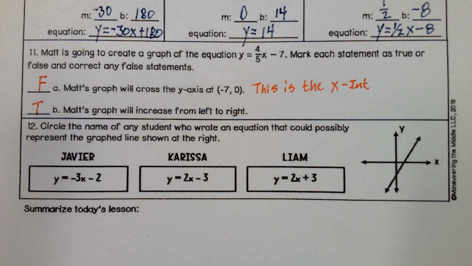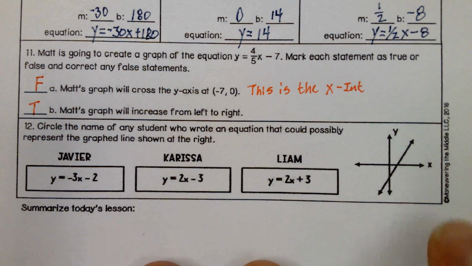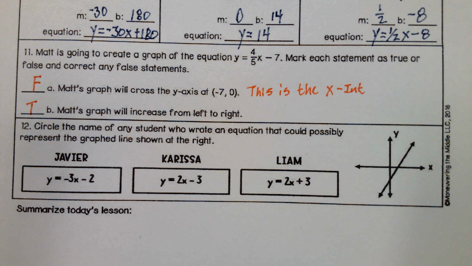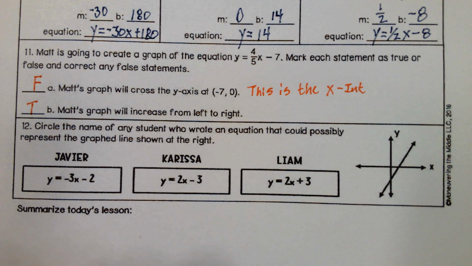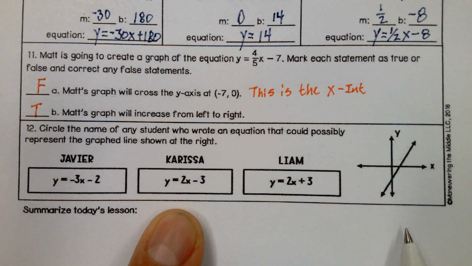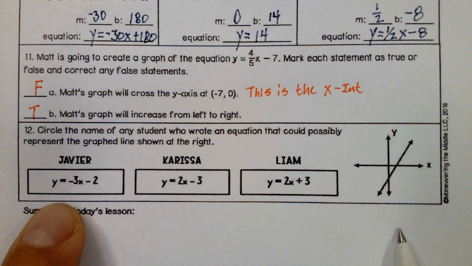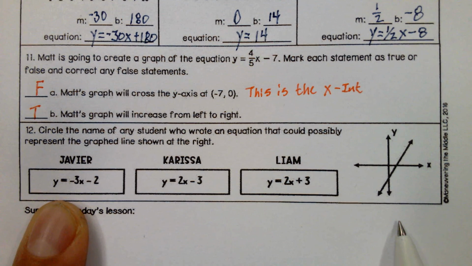Okay. Circle the name of any students who wrote the equation that could possibly represent the graph line shown to the right. So we got Javier, Carissa, and Liam. And here's the graph. Which ones could have possibly been the correct ones? Okay, Carissa. Anybody else? Just Carissa? Why not Javier? Because it's a negative slope and the slope is going up, which is positive.